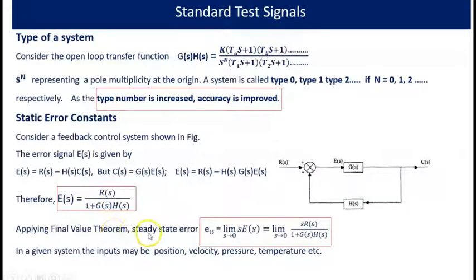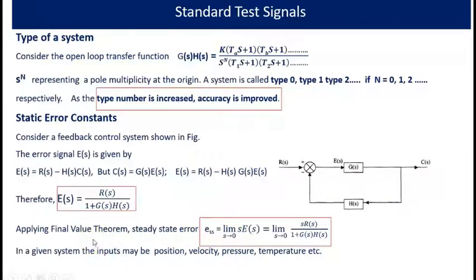Now applying the final value theorem, steady state error is represented like this: e_ss equal to limit s tends to 0 of s E of s, equal to limit s tends to 0 of s R of s divided by 1 plus G of s H of s. So the expression for steady state error is limit s tends to 0 of s R of s divided by 1 plus G of s H of s. Remember this expression also. This is by applying final value theorem.